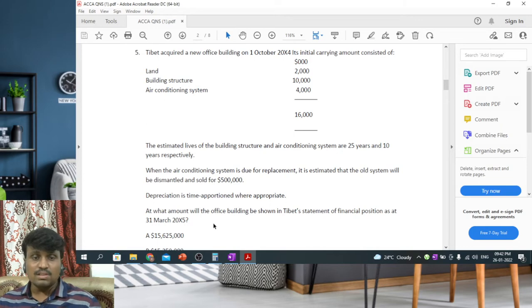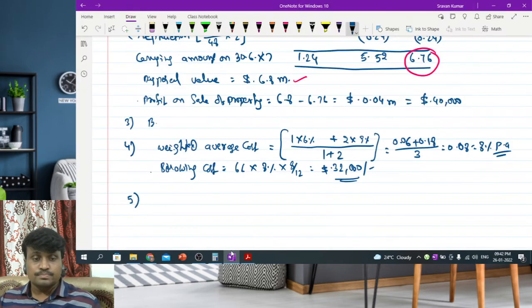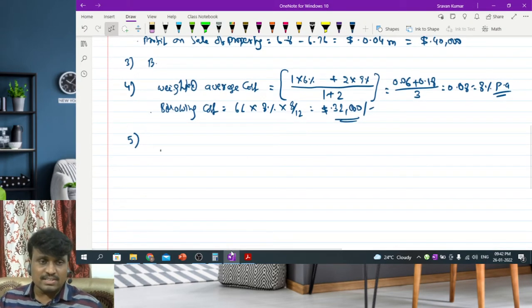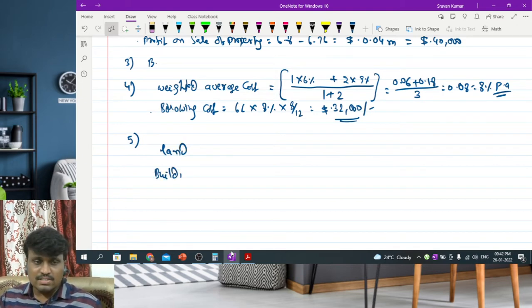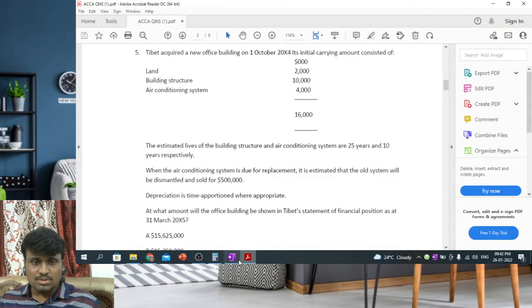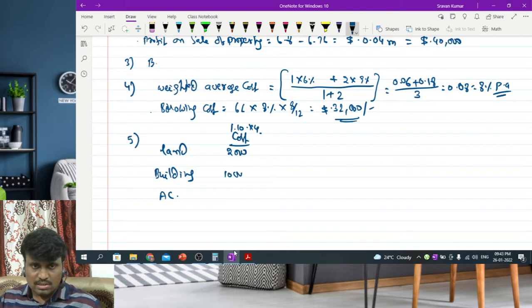At what amount will the office building be shown in the statement of financial position as of 31st March 2005? It was purchased on 1st October 2004. So we need to provide the depreciation and reduce it from the cost, for October, November, December, January, February, March. Which properties are there? One is land, another is building, and another is the AC. The cost on 1st October is 2000, 10,000 and 4,000. Total 16,000.